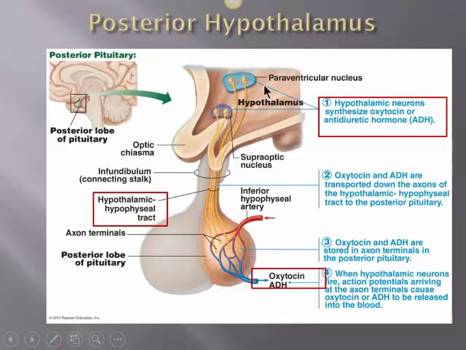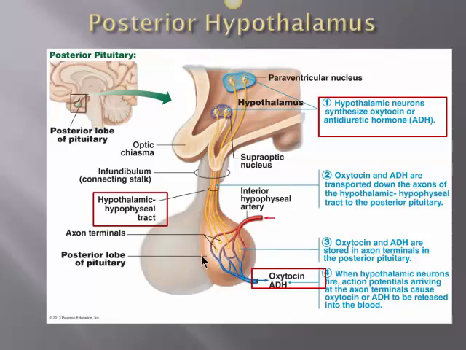The posterior hypothalamus is connected to the posterior pituitary, because even the pituitary gland is actually divided into two parts: a posterior pituitary, also known as the posterior lobe, and an anterior pituitary, also known as the anterior lobe. So this is the posterior and this is the anterior. Posterior hypothalamus is connected to the posterior pituitary, anterior hypothalamus to the anterior pituitary. And remember, I told you that the hypothalamus was called the master gland, because it tells the pituitary what to do, okay?